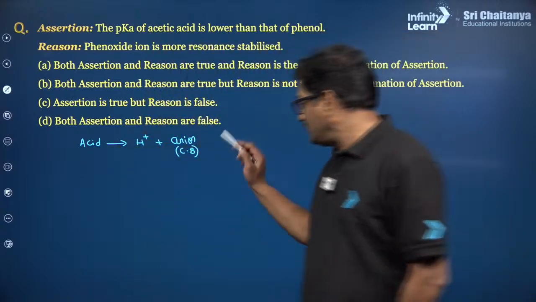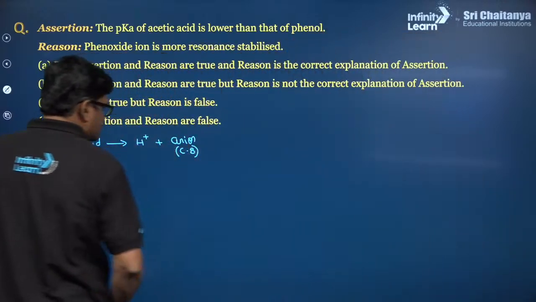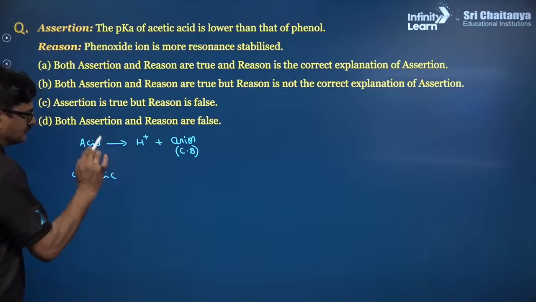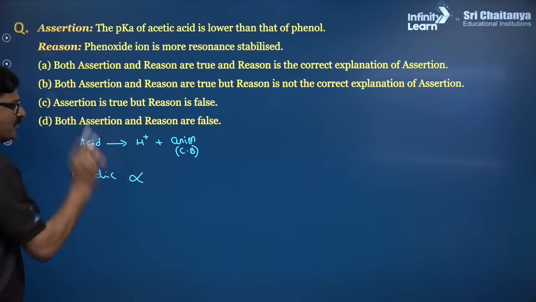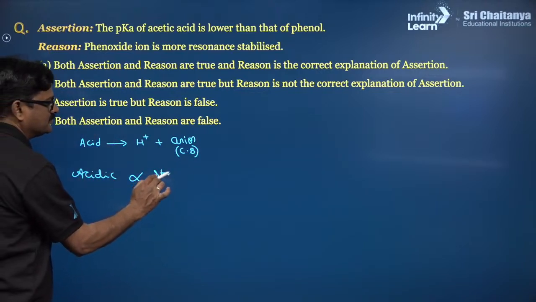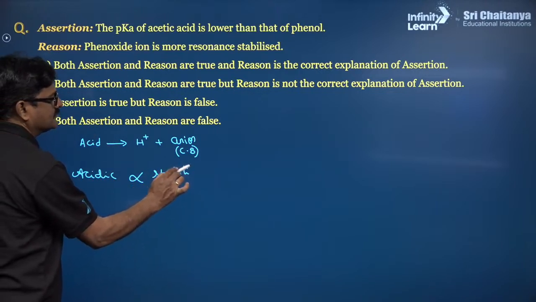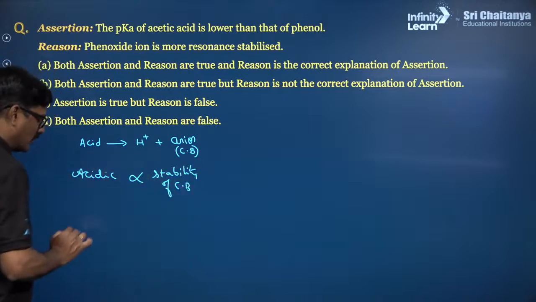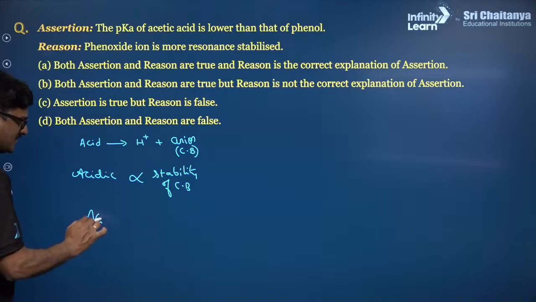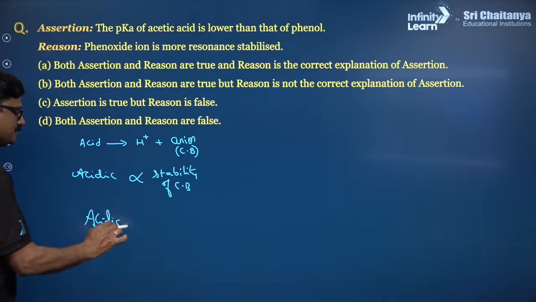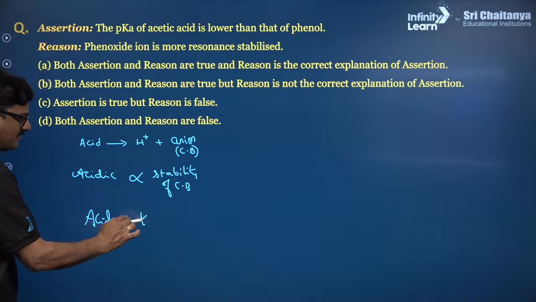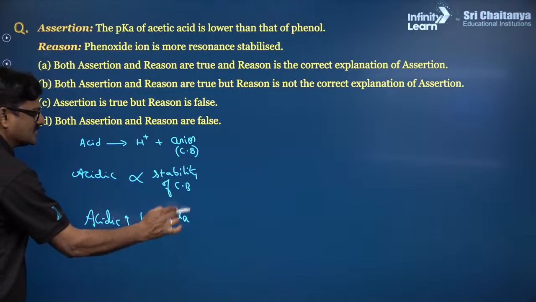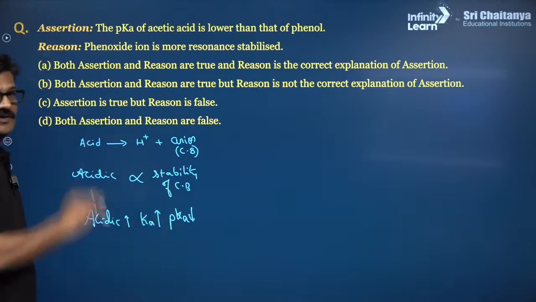So, any factor that stabilizes this conjugate base increases acidic strength. Acidic strength is directly proportional to the stability of its conjugate base. One more important thing: as acidic strength increases, its Ka value increases and the pKa value decreases. So, these are the noteworthy points.